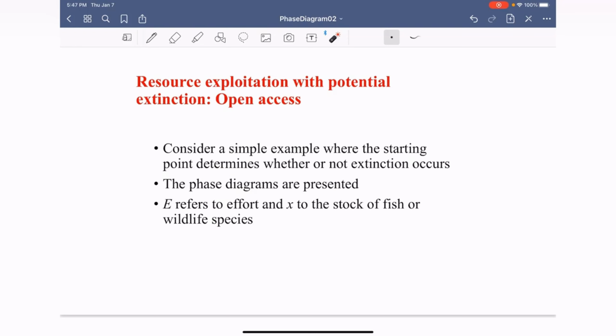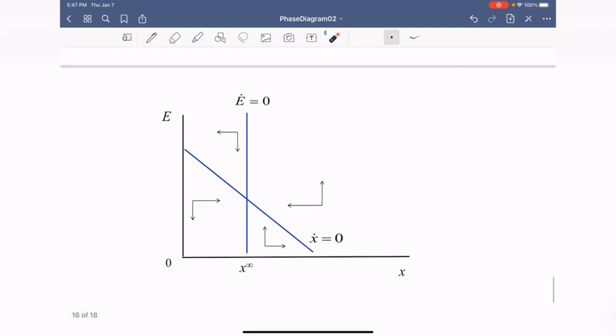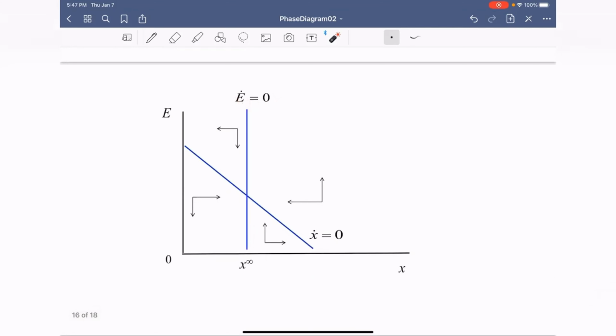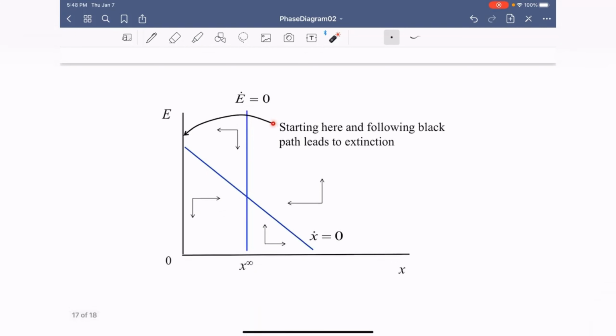The phase diagrams are provided below, and E refers to effort and X to the stock of fish or wildlife species. So here we have the effort function, the E dot, the change in effort per unit of time, is unchanging at X infinity. And here we have X dot equal to 0. And we see here that we have these directional arrows. And when we look at that, if we start right here, we end up going through here to extinction.